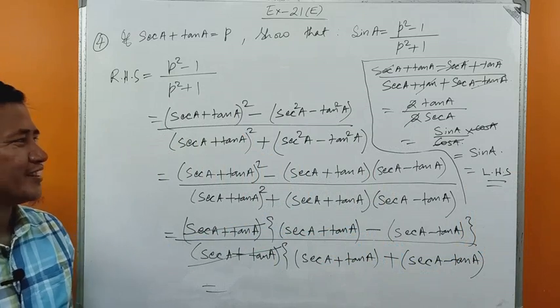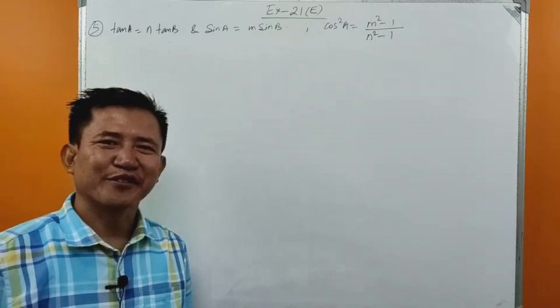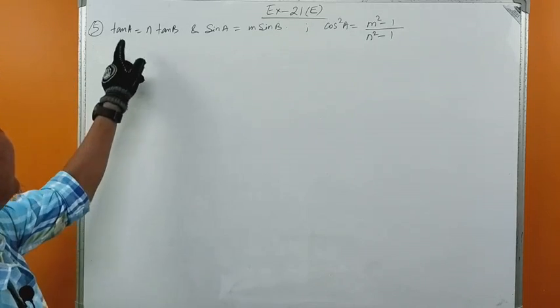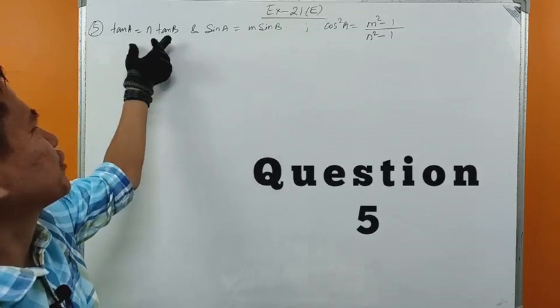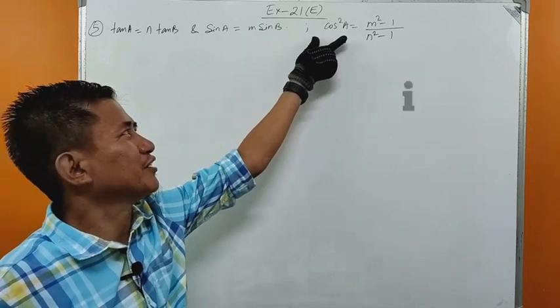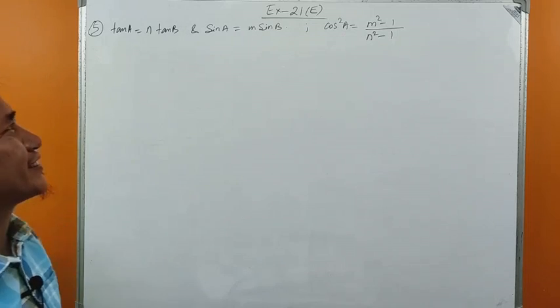I hope you got this. Now let us do question number 5, okay? We have tan A equals n tan B and sin A equals m sin B. These two are the given conditions, and we are asked to prove cos square A equals m square minus 1 upon n square minus 1, isn't it?